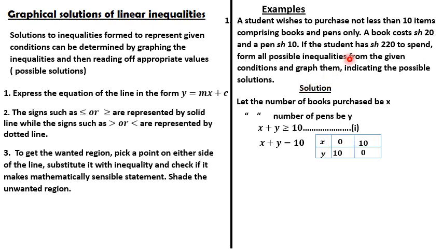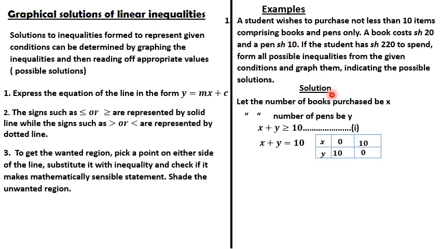The second inequality that we can form is that a book costs 20 shillings and a pen costs 10 shillings. So the price of a book is 20 and the price of a pen is 10. Then the student has 220 shillings to spend. That means the total amount of money he has to spend should be 220 or less. It should not be more than 220 because the budget is exactly 220.